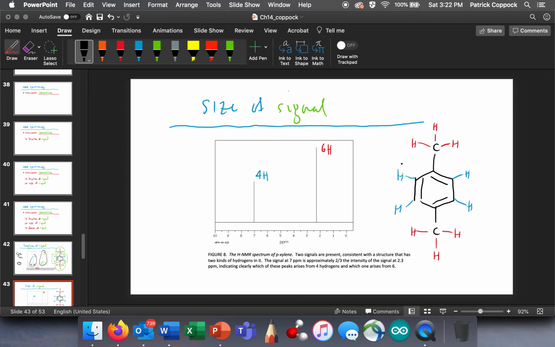Let's talk now about the size of the signal. All right, so the size of the signal is going to tell us how many hydrogens are represented by that signal.